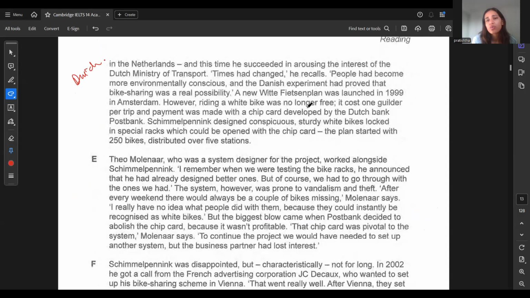However, riding a white bike was no longer free. It cost 1 guilder per trip, and payment was made with a chip card developed by the Dutch bank Postbank. The bike would be opened with that chip card.